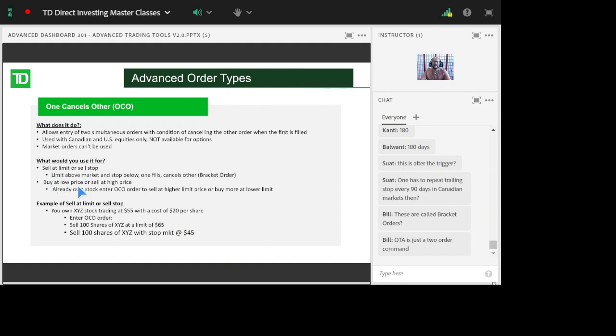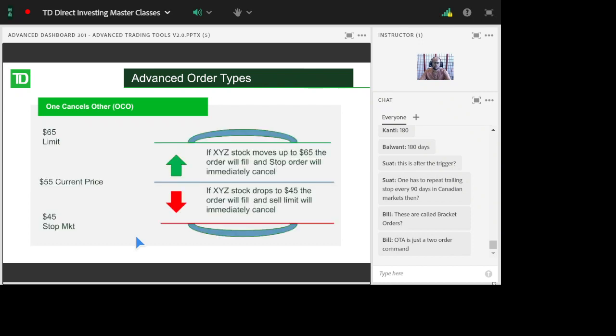It can also be used to buy at a low price and sell at a high price. Okay. So if you already own the stock and maybe you want to say, look, I want to buy some more of the stock if it drops below. If it doesn't get down there, then I just want to sell the stock that I already have at a higher price. Okay. So we can do that. And I'll show you a visual next of what this OCO looks like.